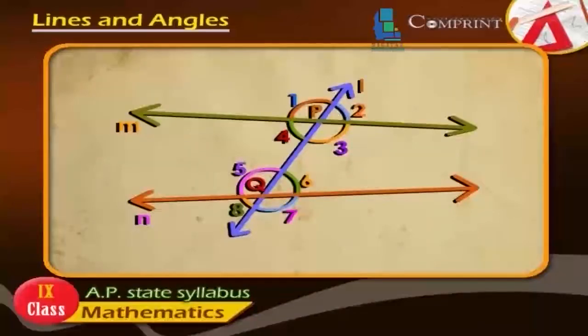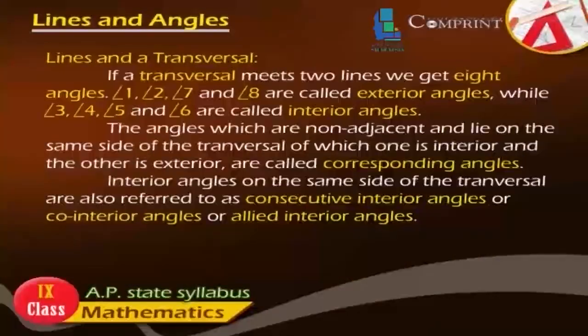If a transversal meets two lines, we get 8 angles: angle 1, angle 2, angle 7 and angle 8 are called exterior angles, while angle 3, angle 4, angle 5 and angle 6 are called interior angles. The angles which are not adjacent and lie on the same side of the transversal, of which one is interior and the other is exterior, are called corresponding angles.